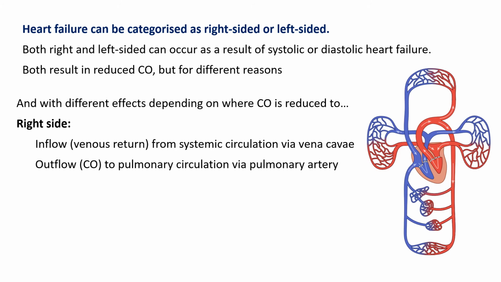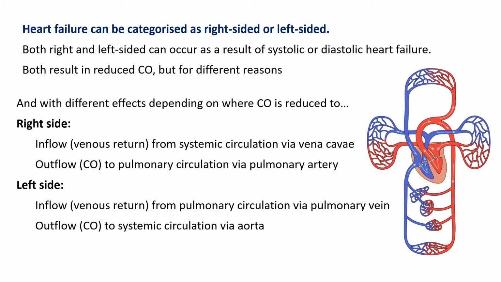On the right side of the heart, the inflow, the venous return, is from the systemic circulation. We have the superior and the inferior vena cava empty into the atria, etc. The outflow is to the pulmonary circulation via the pulmonary artery, because this is blood that's coming back from the body. It needs to go off to the lungs to get oxygenated.